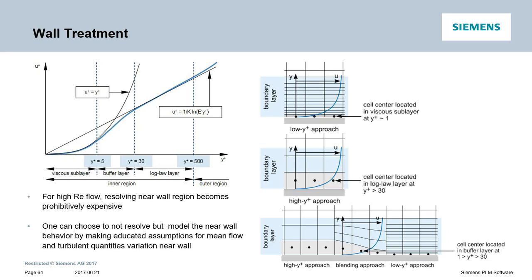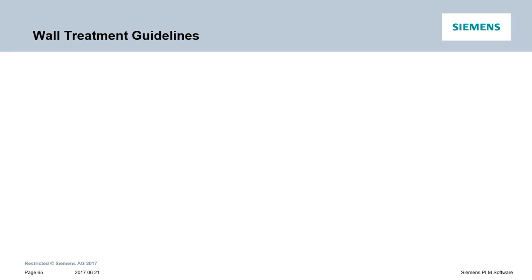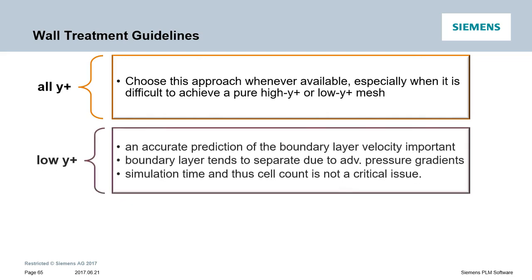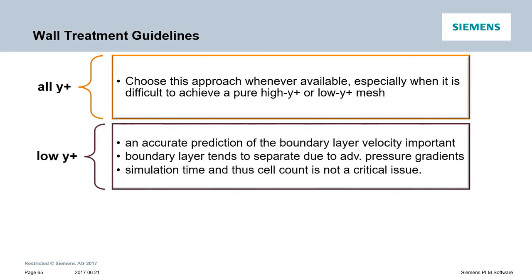And now some recommendations for near wall treatment. Always use all y plus, especially when it's difficult to achieve a pure high y plus or low y plus mesh. Use a low y plus treatment when we are really interested in near wall velocity profiles or heat transfer, or the boundary layer tends to separate due to adverse pressure gradients, and we have enough resources such that simulation time and cell count is not a critical issue.